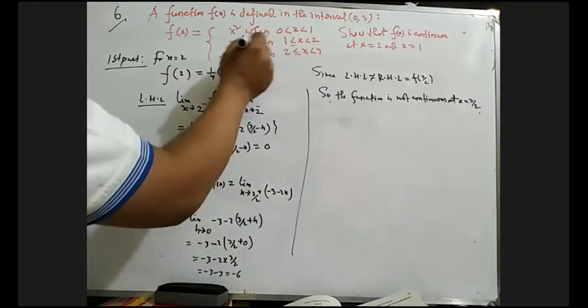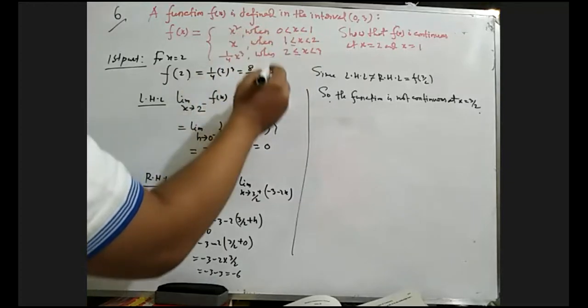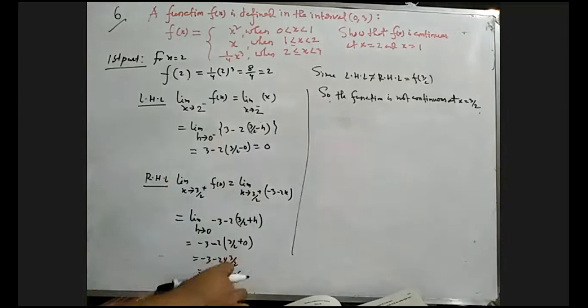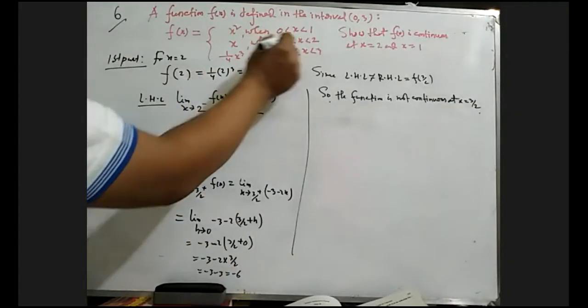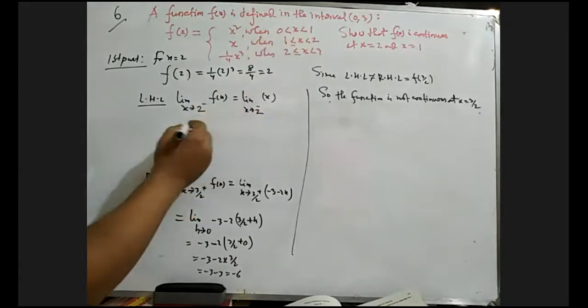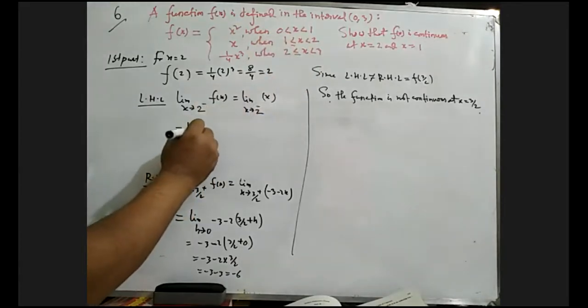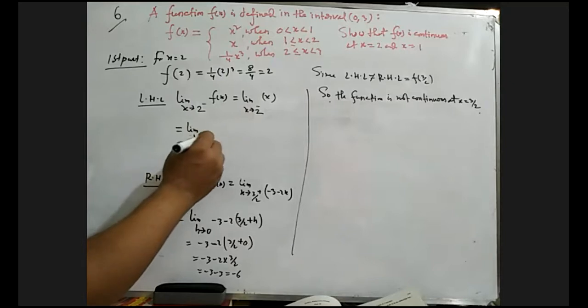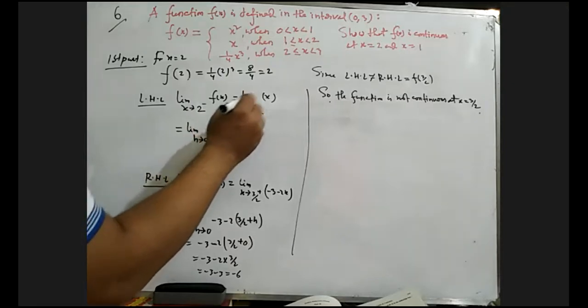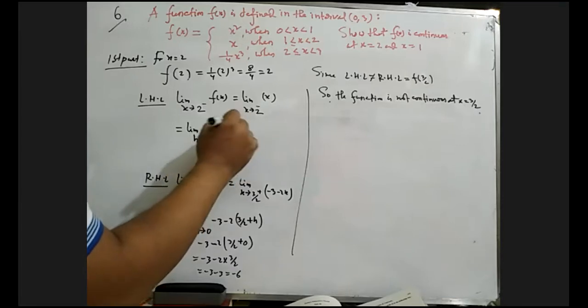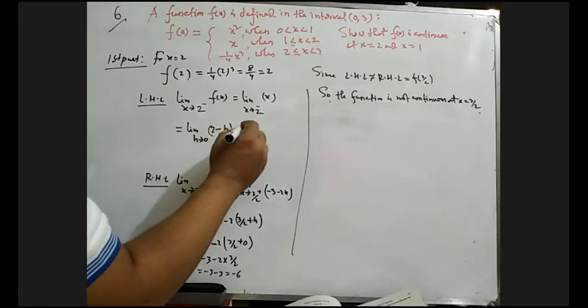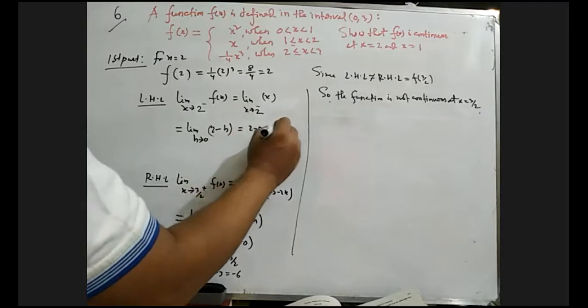In the second part of this function, only x less than 2. So limit h tends to 0 using the h method, 2 plus h minus 6... sorry, h minus 6. 2 minus 6. Okay, x equals 2 minus 6. So thus 2 minus 0 equals 2.